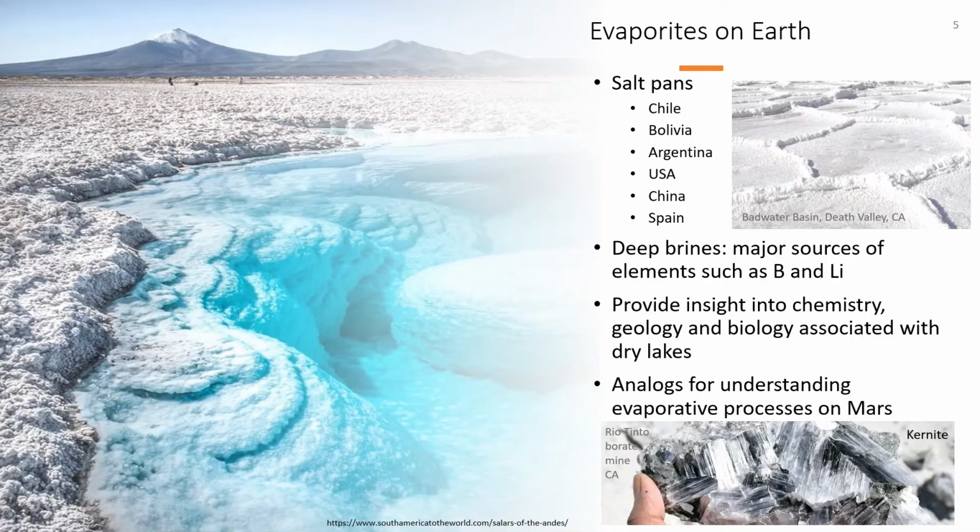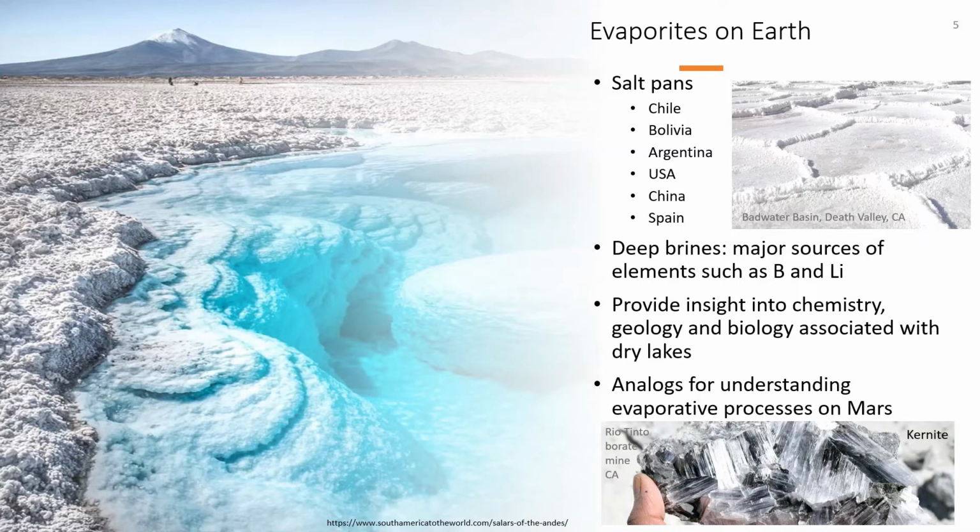On Earth, we see large deposits of evaporites in arid areas, and we have some of the largest deposits as salt pans or salars in places like Chile, Bolivia, Argentina, the US, China, and Spain. These deposits are incredibly important because they are some of the major sources of elements like boron and lithium. Lithium is used for making batteries that power quite a lot of devices and even transportation modes. So a scarcity of an element like lithium is not ideal.